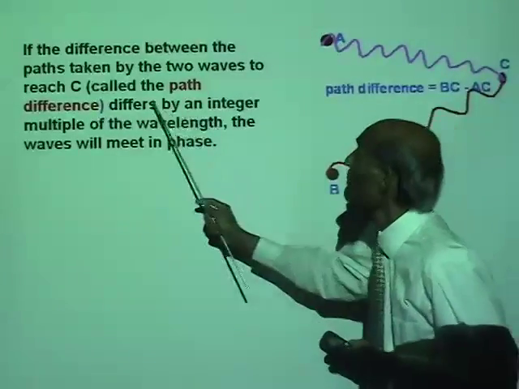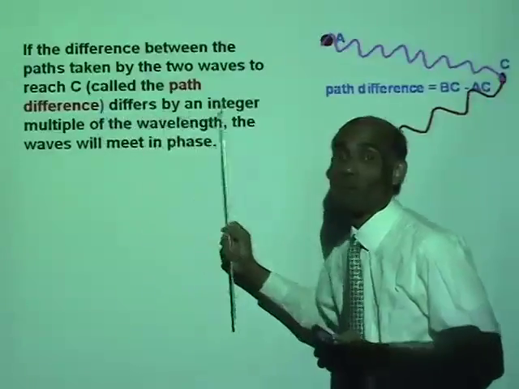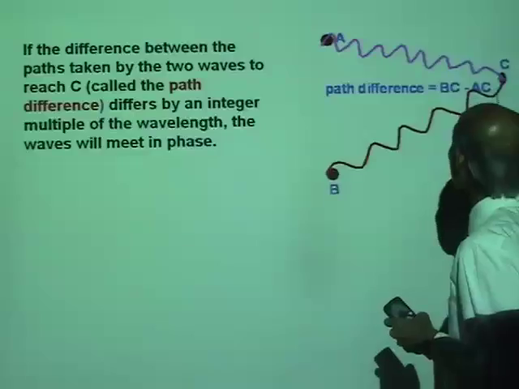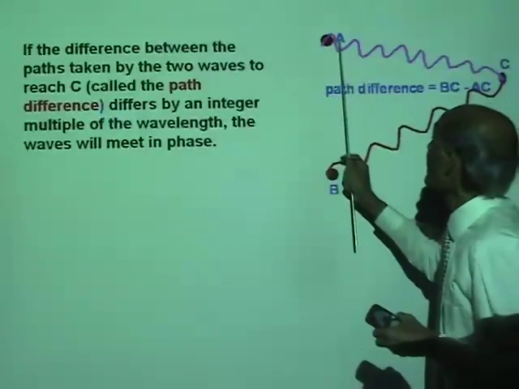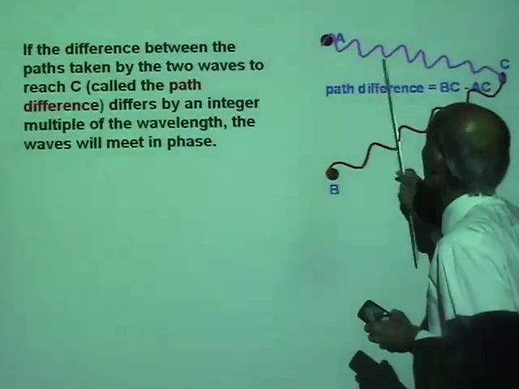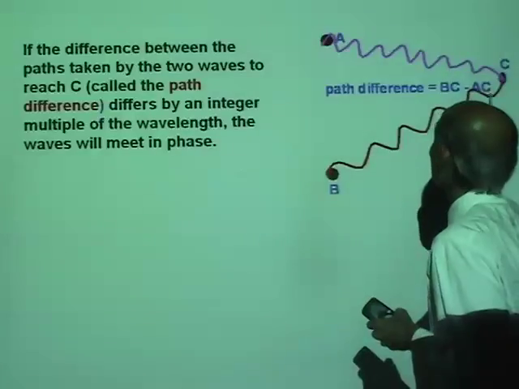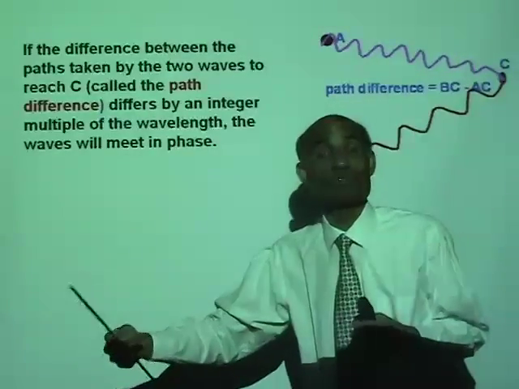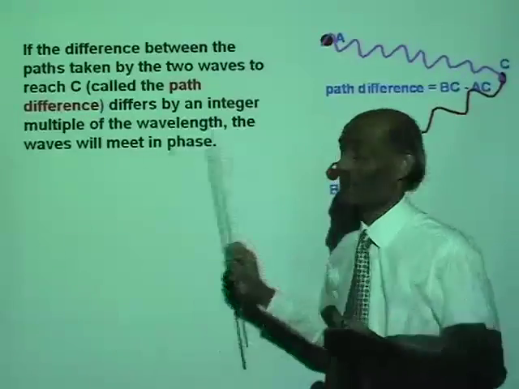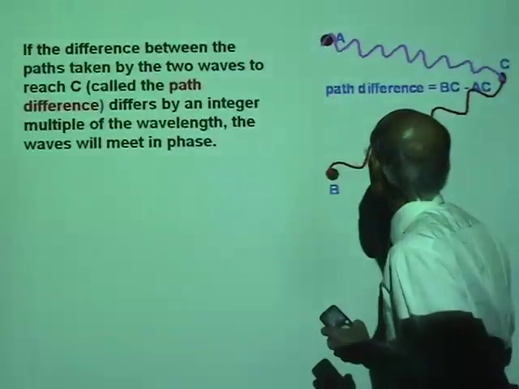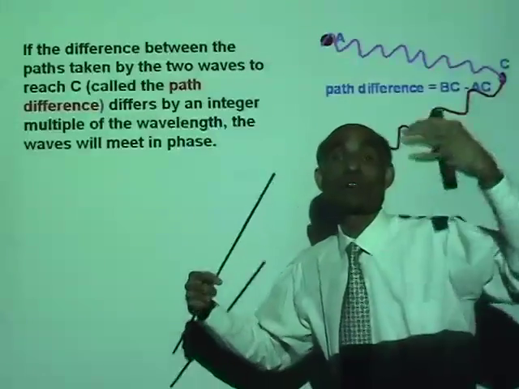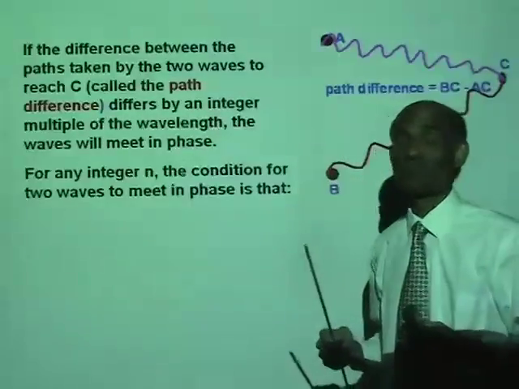Now, what is the meaning of path difference? Path difference is the difference between the lengths of the paths. So, if the path difference between AC and BC is an integer multiple of a wavelength, then the waves from A and B will reach C in phase. You will hear a loud sound.